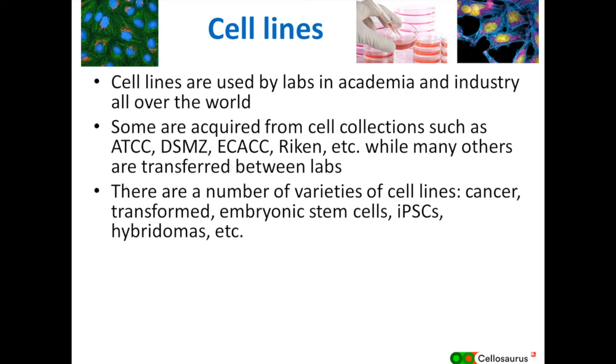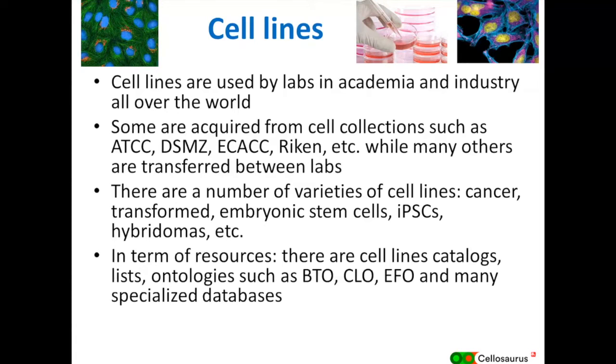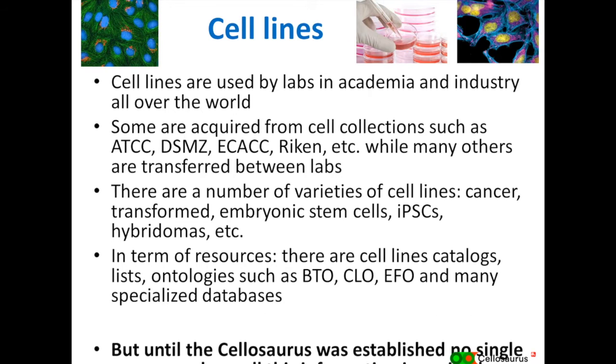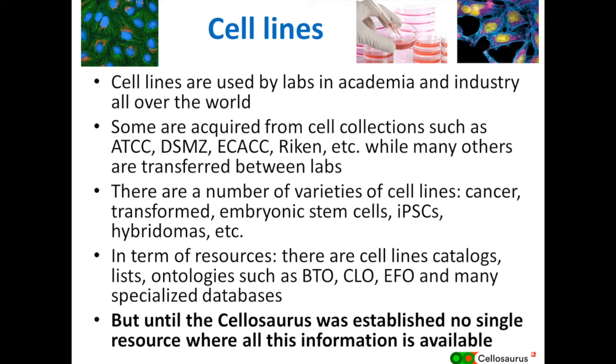And there's a lot of different varieties of cell lines. I will come back to this in the next slide when I speak about cell lines which are useful for rare disease, but there are quite a lot of varieties of different types of cell lines. And in terms of bioinformatics resources, there are cell line catalogs from the different organizations which distribute cell lines. So ontologies like the Brenda tissue ontology or the cell line ontology or EFO, which describe cell types and sometimes cell lines, and many specialized databases. But until the Cellosaurus was established, already 9 years ago, there was no single resource where all this information was made available.